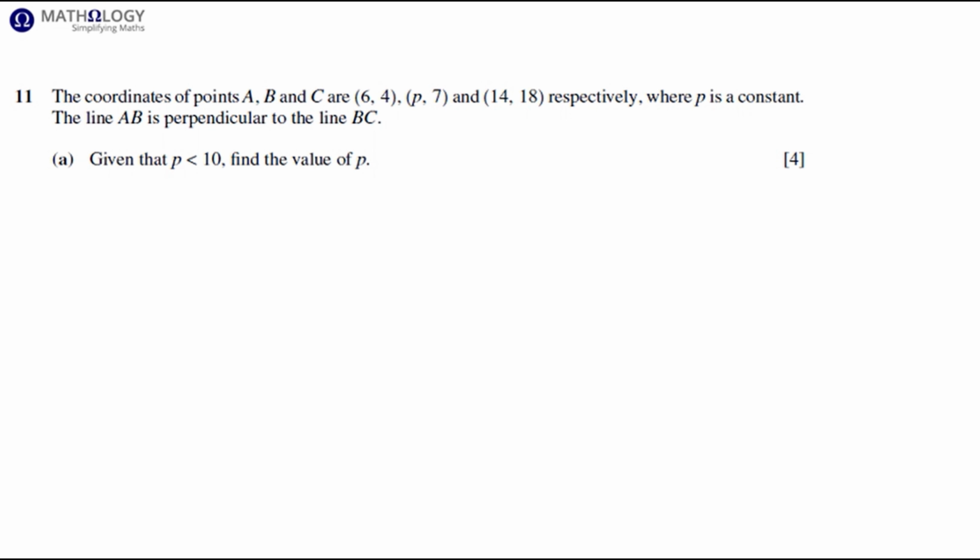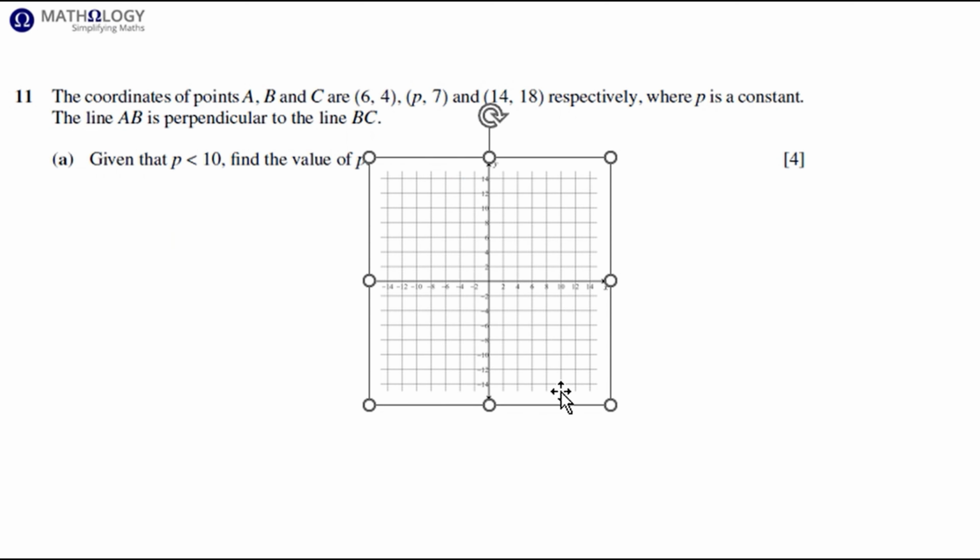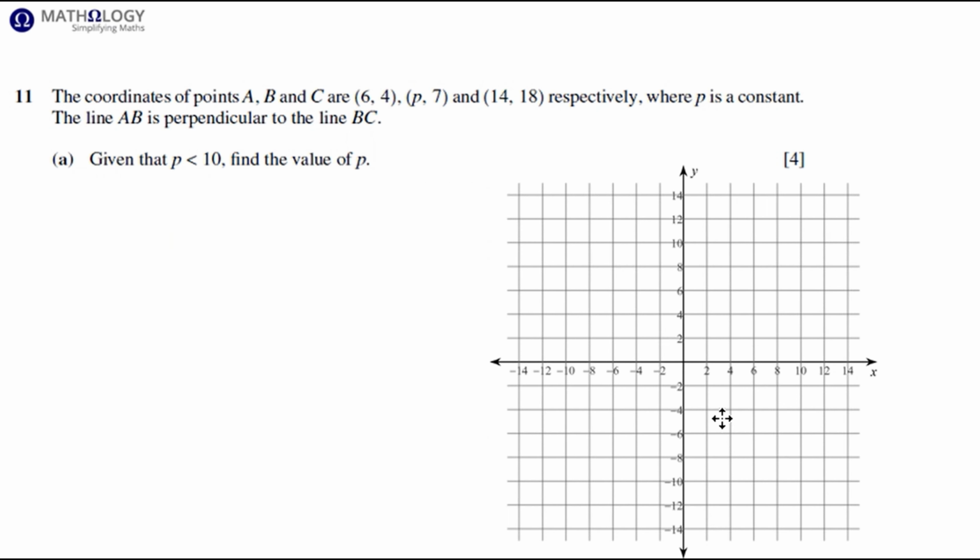The coordinates of points A, B, and C are (6, 4), (P, 7), and (14, 18) respectively, where P is a constant. The line AB is perpendicular to the line BC. Given that P is less than 10, we're required to find the value of P. Okay, it's always a good idea with coordinate or analytical geometry to draw a sketch, right? A sketch helps a lot in not only conceptualizing and visualizing the problem, but knowing where to start the problem.